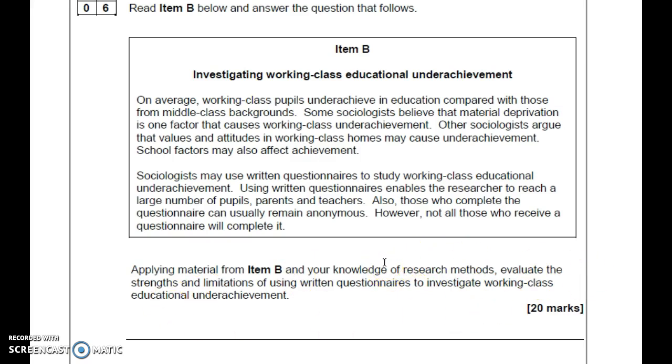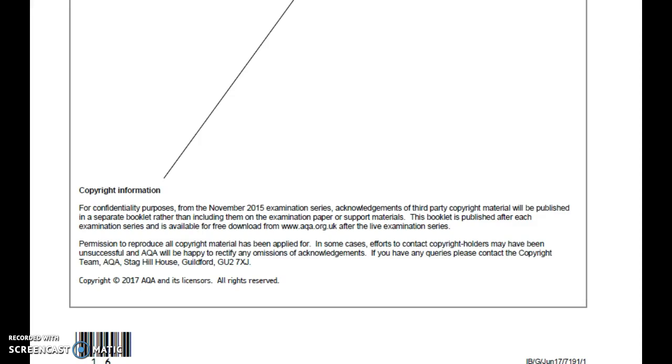But this is just a simple overview of the AS paper that is going to be sat tomorrow morning. So I want to give you a massive good luck for those that are sitting it. Again, I must reiterate, it is an AS paper, so if you are doing the full A level and not the AS, please disregard this email.